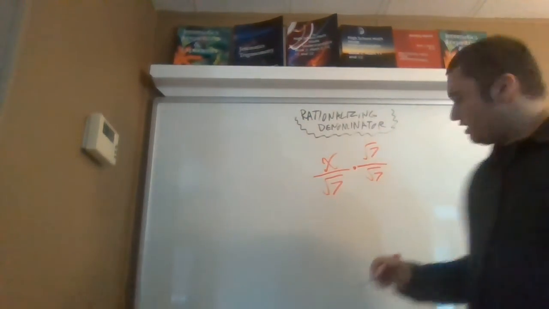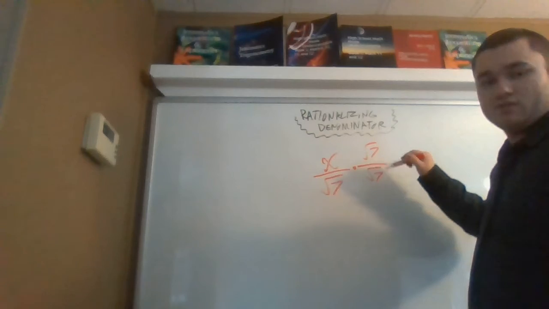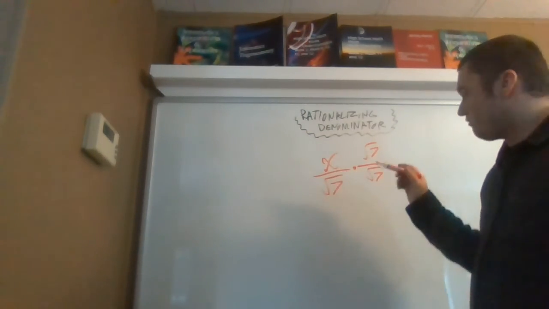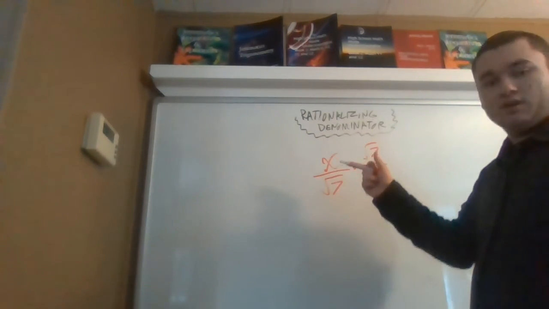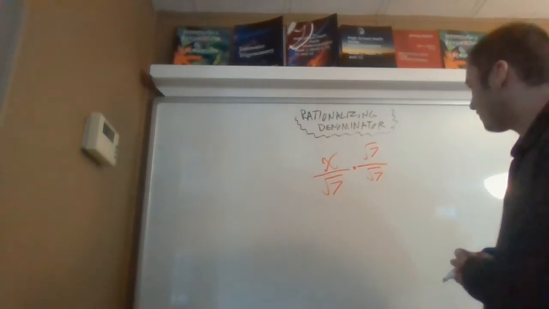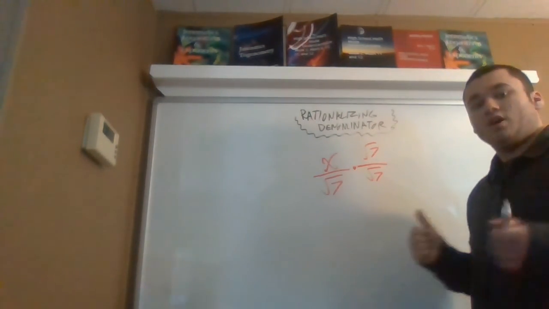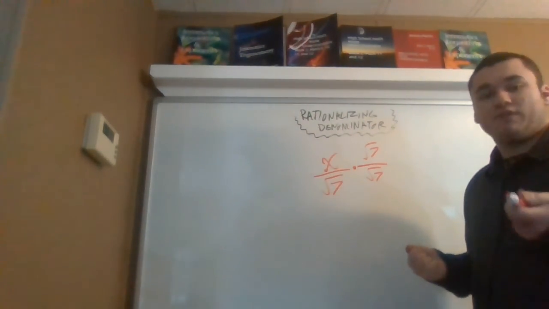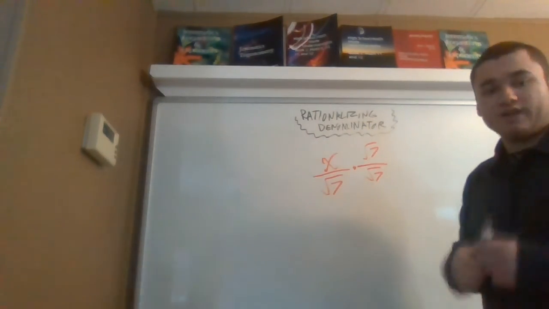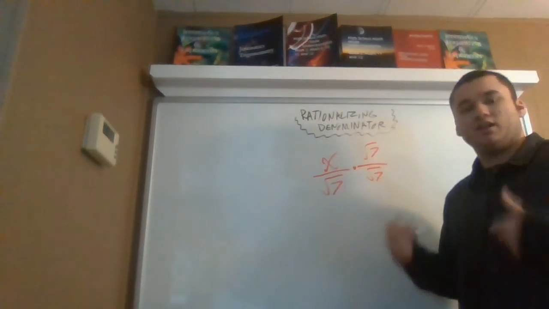And as you can see, it stays equivalent if you think about it, because square root 7 divided by square root 7 is 1, because anything divided by itself is 1. So really, it stays equivalent, because we're not actually changing our fraction, we're simplifying it. The fraction still has the same value. We're just making it nicer to look at.